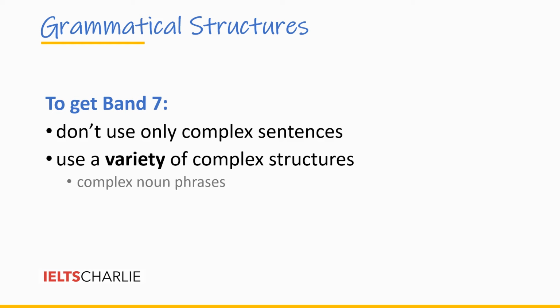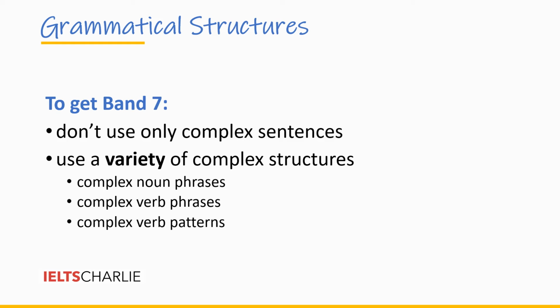So what are those? Well, complex noun phrases are an example of a complex grammatical structure. So you need to use noun phrases. There's a link under the video as well, either in the description on YouTube or under the video on my website. It tells you more about these structures, complex verb phrases, complex verb patterns. So you need to use these to get a Band 7, especially noun phrases and verb phrases.